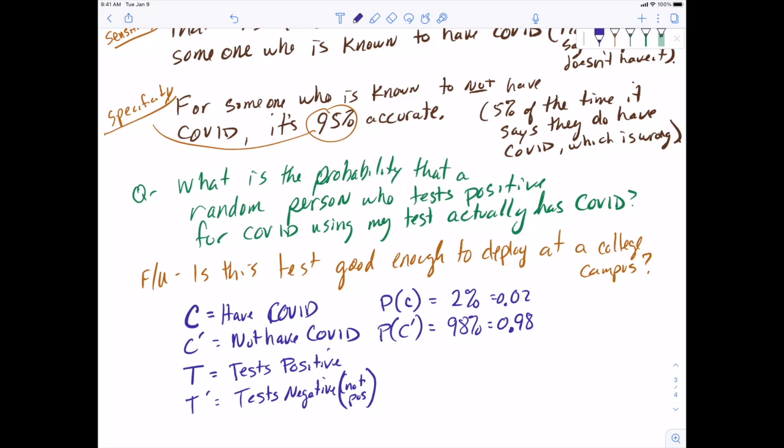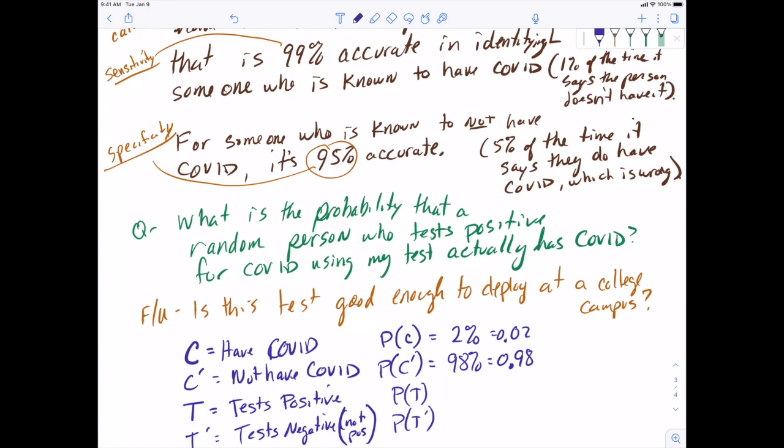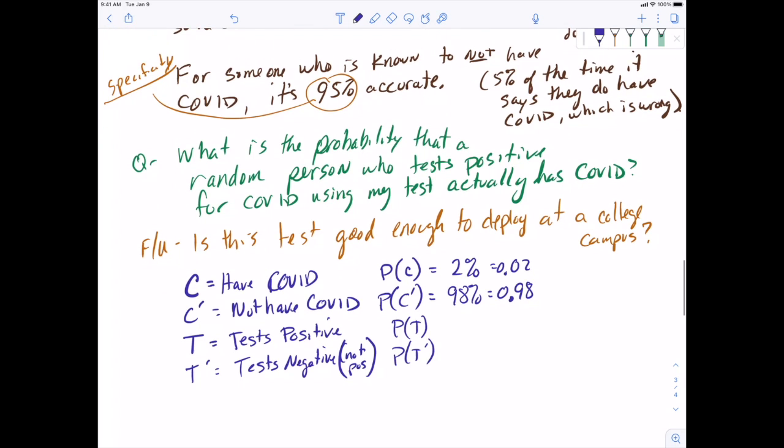And so we don't know the probability, we're going to call that the probability of T, the probability that you'll have a negative test, but we don't really know because it's some mixture of something. We don't know the answer. All right, but let's see, what else do we know?